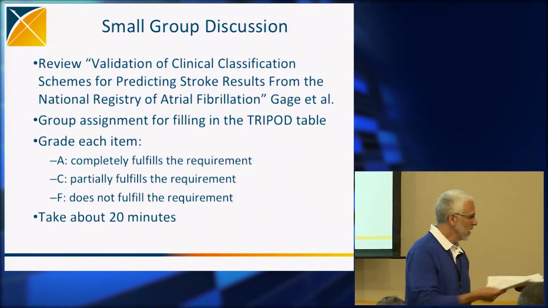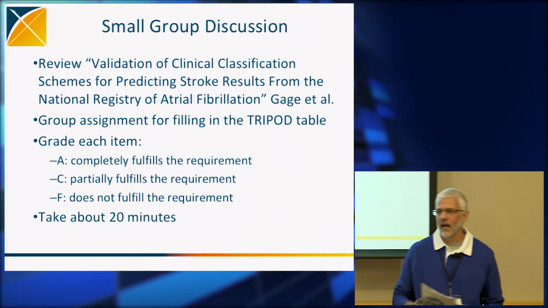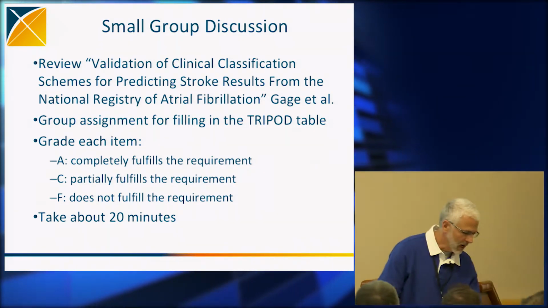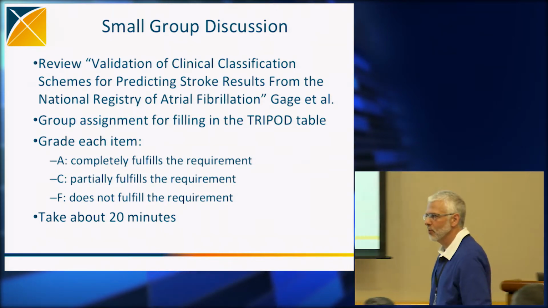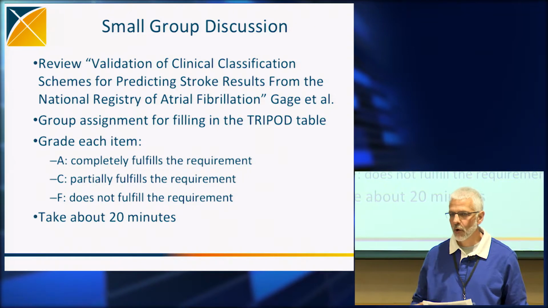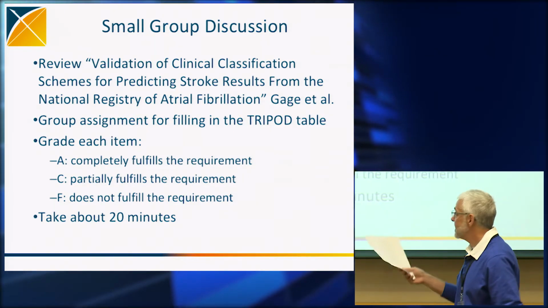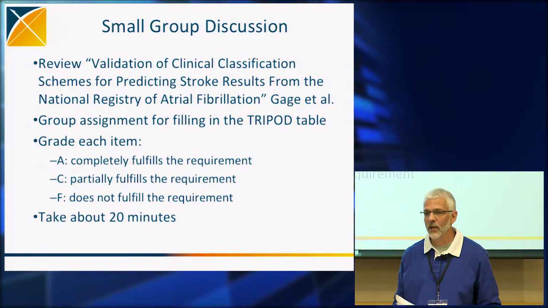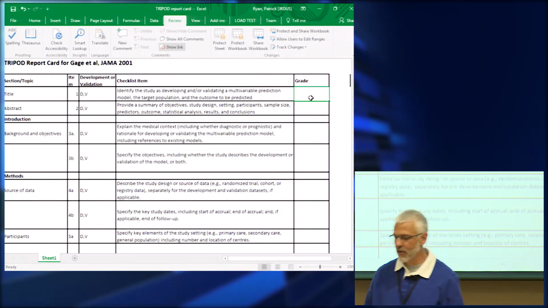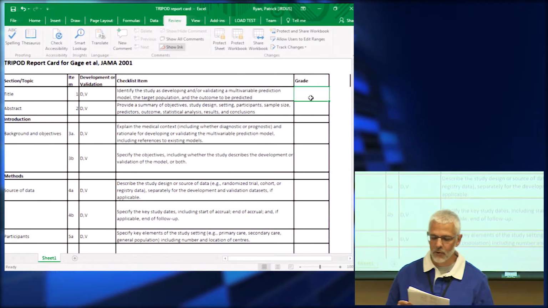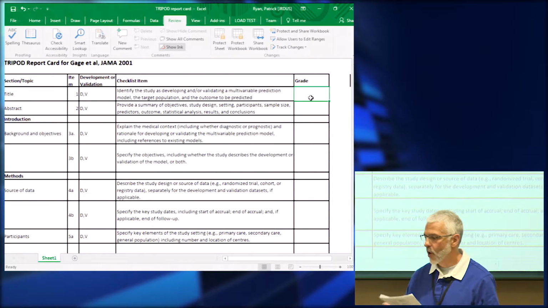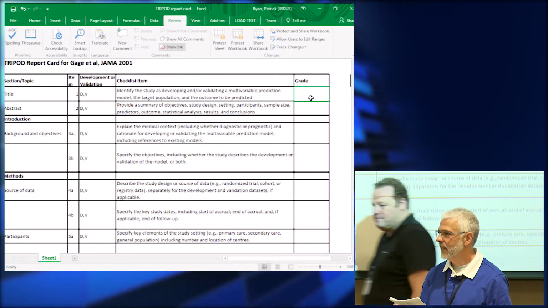Okay, so what we're going to do now is we have everything handed out. You guys are going to go through the GAUGE paper and then go through the scoring sheet here and give it an A, C, or F, depending upon how you feel they fulfilled the requirements. All right, so let's go through these point by point. Okay, we'll start with the title, number 1. What grade did you give it?